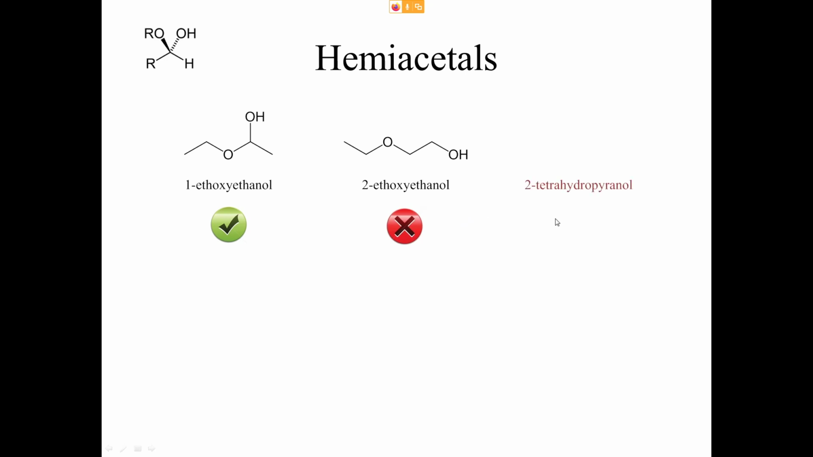Okay, how about this one? I told you that you didn't have to know this name, so I'll draw it for you. It's 2-tetrahydropyranol, so it looks like this. It's a 6-membered heterocyclic ring with an OH on it. So you don't have to know this name, so don't worry about that one. But you should be able to recognize this as a hemiacetal or not. Which one is it? Yes or no?